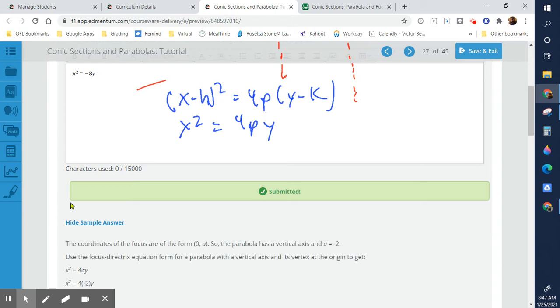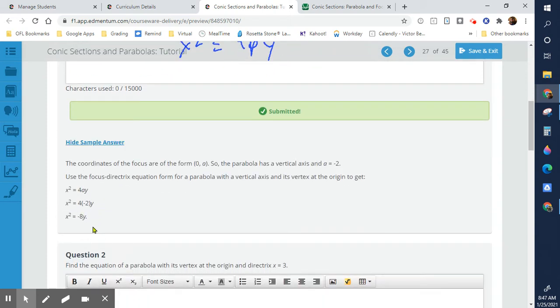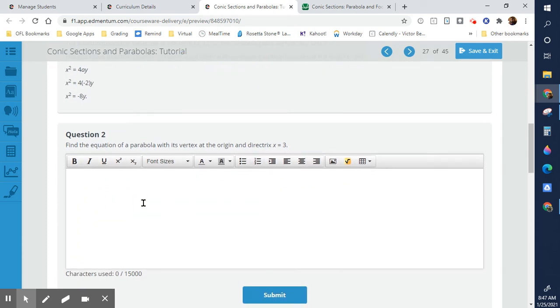Then we can submit that. You can see our formula right there. Perfect. They plugged it in and solved it. That's actually a better idea than what I did. So, let's solve this next one.